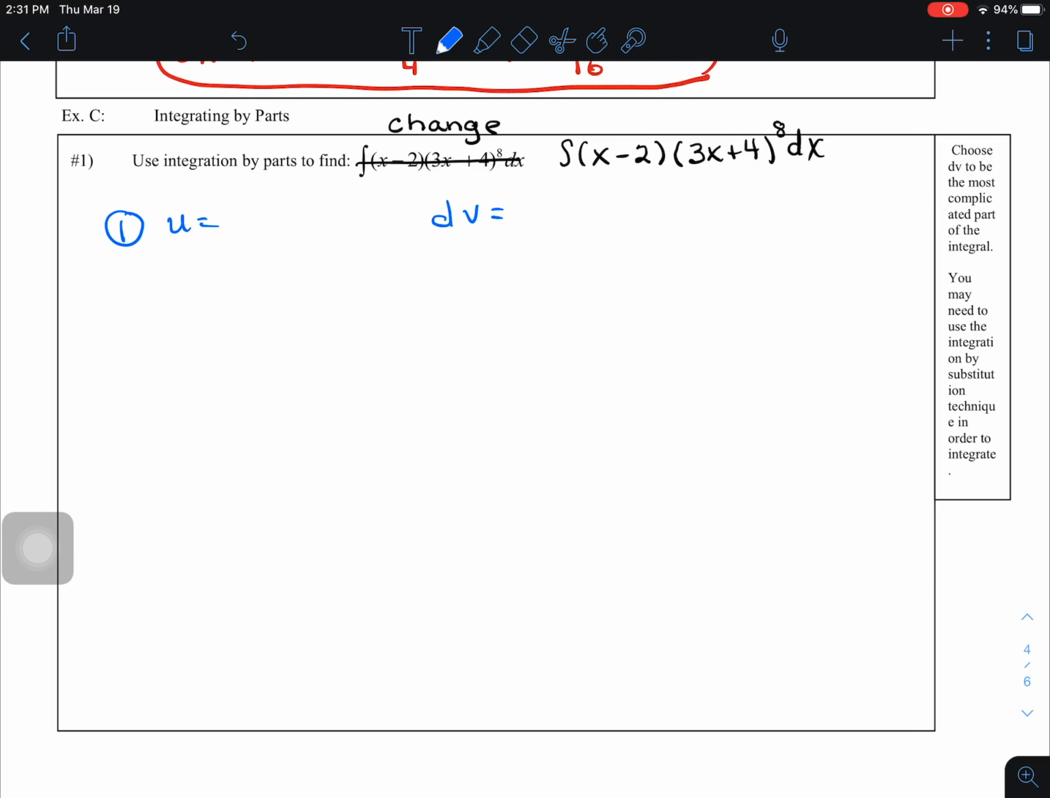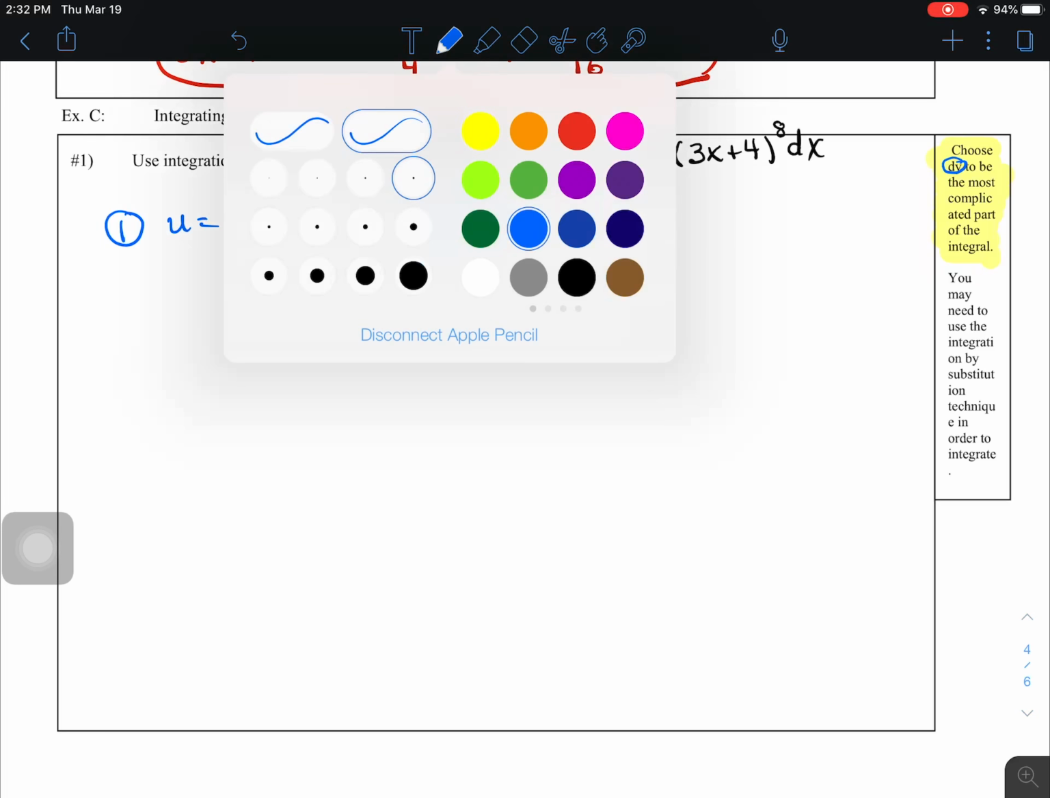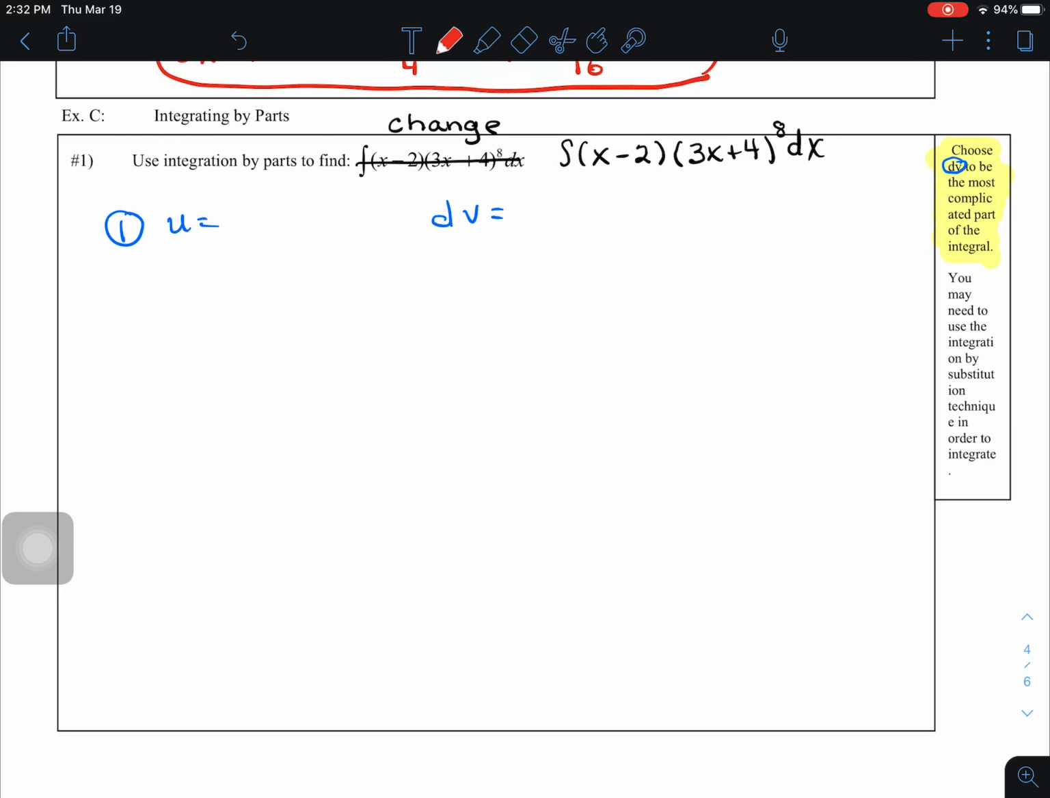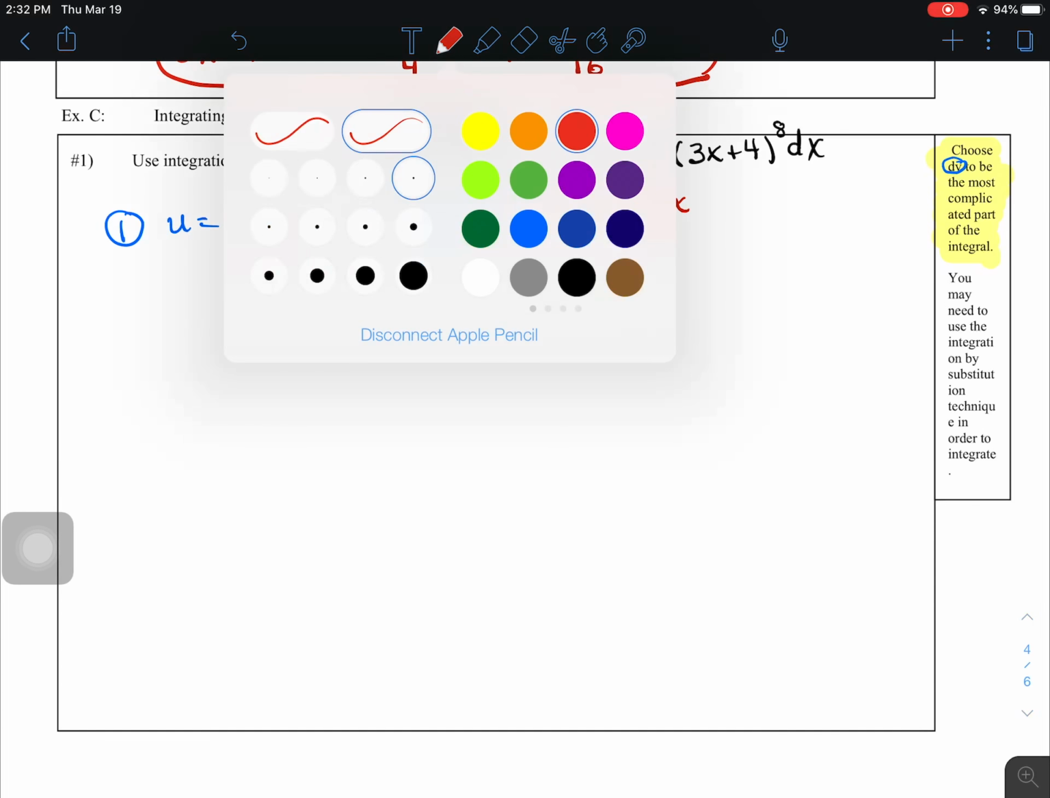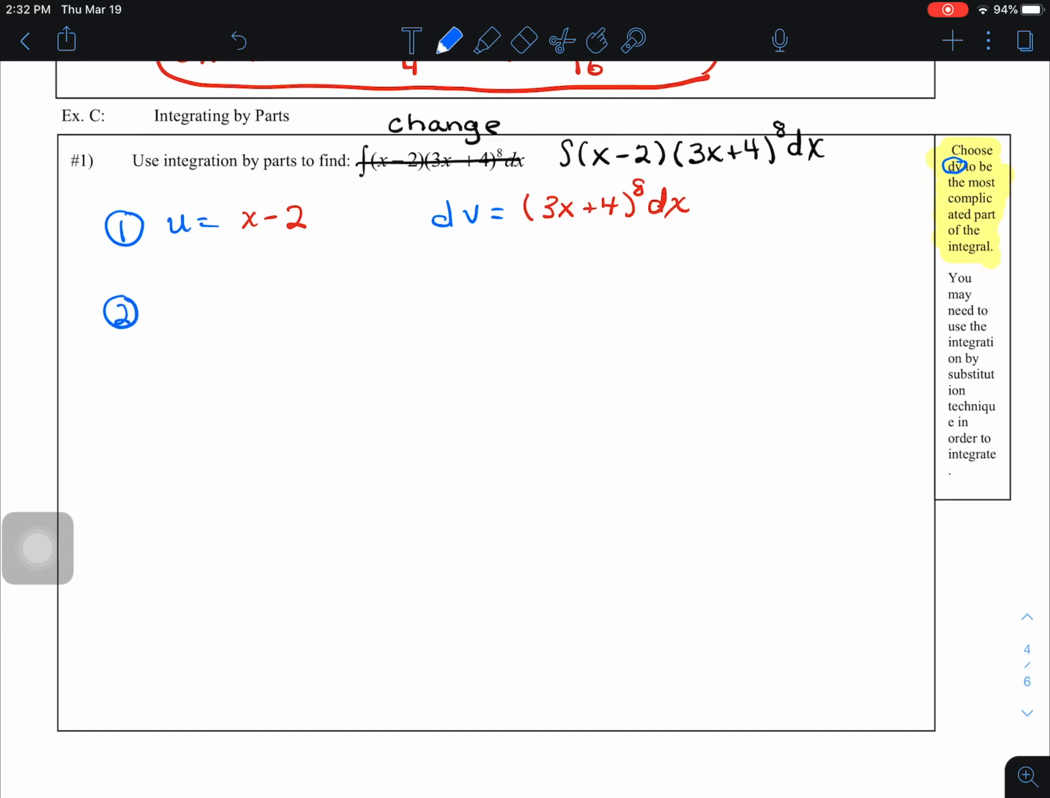And I want to follow this rule of thumb here. If one of the two pieces is more complicated, then that's the piece that I'm going to choose to be dv. As I compare these two quantities, the one that's more complicated is the one that has the bigger exponent on it. So I'm going to make 3x plus 4 to the 8th the dv. Remember, dx always goes with that. And I'm going to make the simpler quantity, the x minus 2, be the u. All right, so now I'm going to go down here to step number 2.